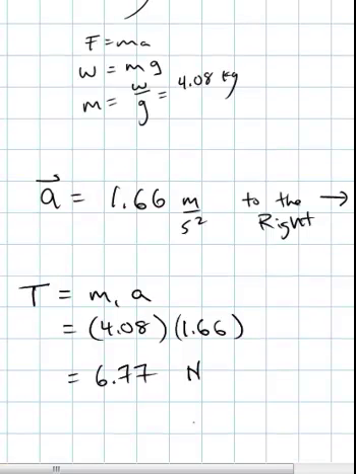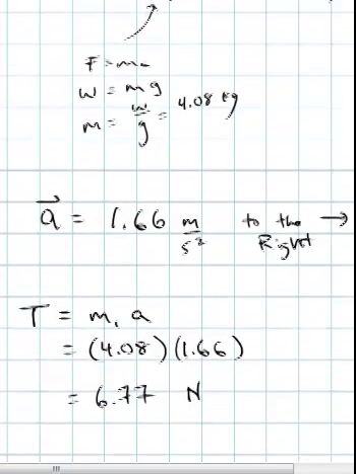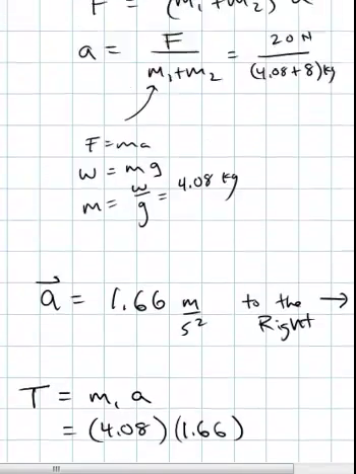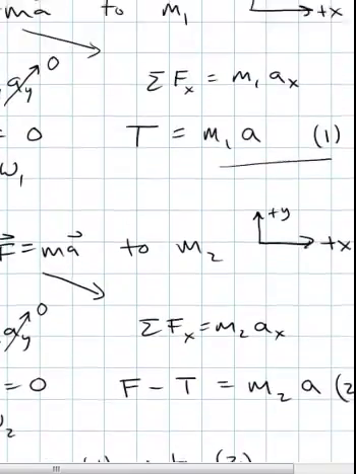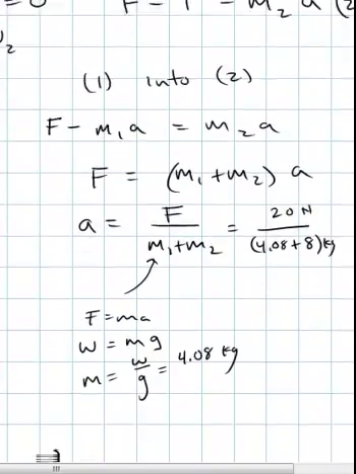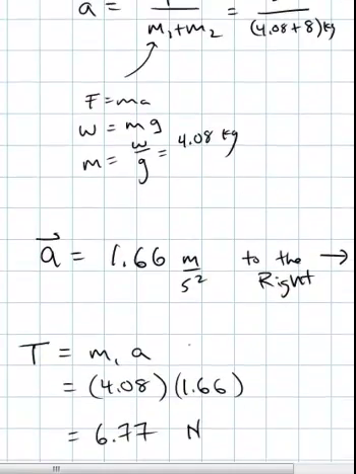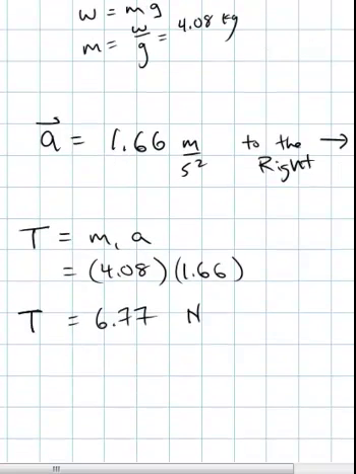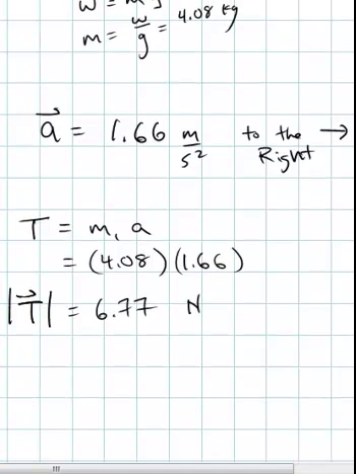Alright, so make sure your answers have correct units, and make sure if they are vector quantities that you have a direction associated with them. For the tension in the string, I'm just going to leave that tension. I've shown my directions here. Acting on M1, it goes to the right. Acting on M2, it goes to the left. And this is just a magnitude here. The magnitude of the tension is 6.77 newtons, and it acts in opposite direction on the two masses.